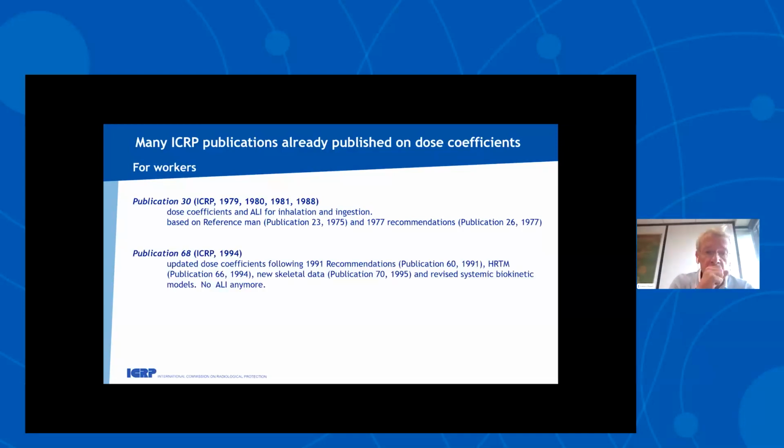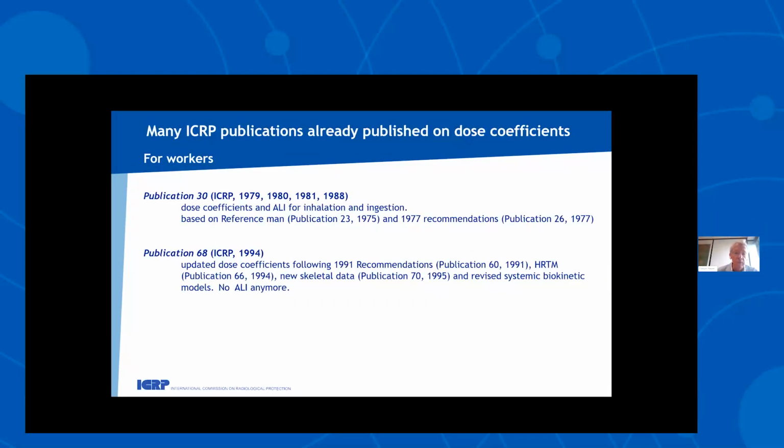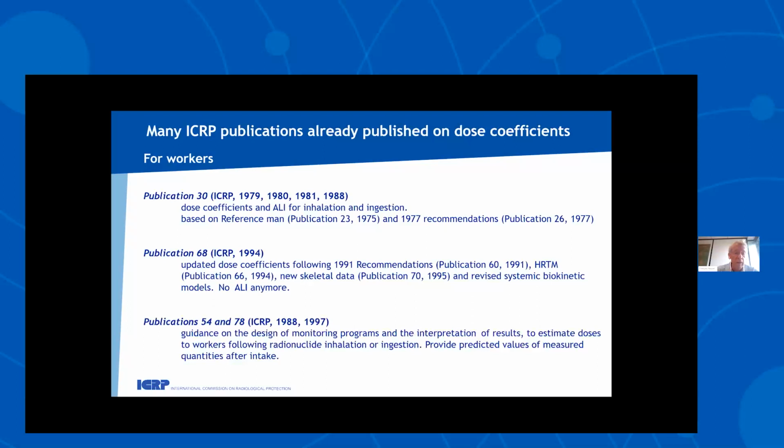We then have ICRP 68, published in 94, which provided updated dose coefficients following the 1991 ICRP recommendation with a new human respiratory tract model, new skeletal data, and a revised systemic biokinetic model. We also had Publications 54 and 78 providing guidance on the design of monitoring programs and interpretation of results to estimate dose to workers following radionuclide inhalation or ingestion.